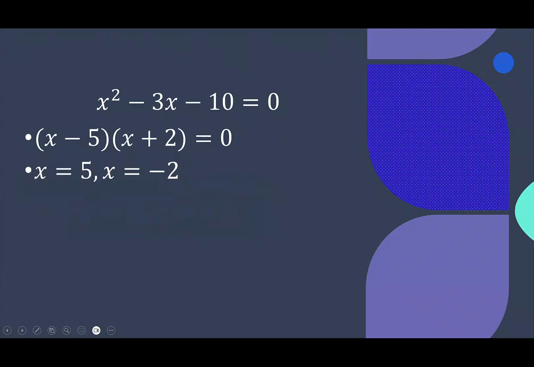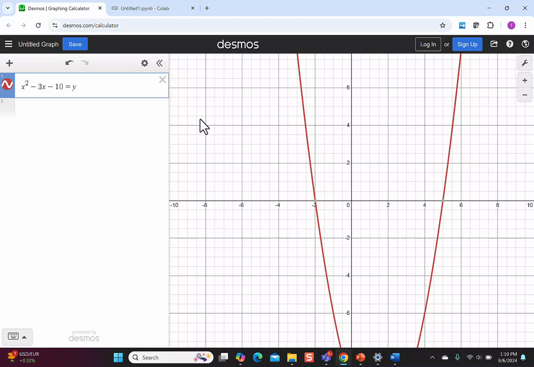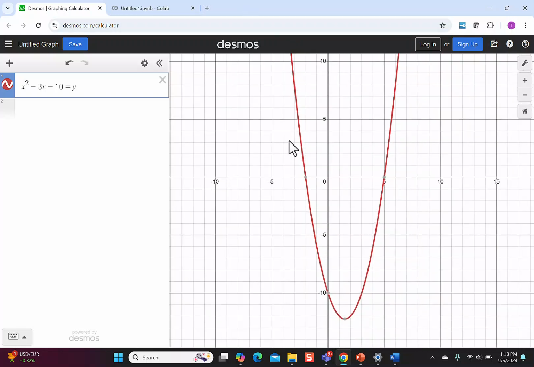But if you would like this to look a little bit better in Desmos, we can replace the 0 with a y. This will show us what x squared minus 3x minus 10 looks like as a function, and it won't just give us two vertical lines for our solution. So back in Desmos, I'll change the 0 to a y, and I get this nice curve. You can zoom in if you want to see a little more of the graph. But again, we can see the negative 2 and the 5 as our solutions for this quadratic.